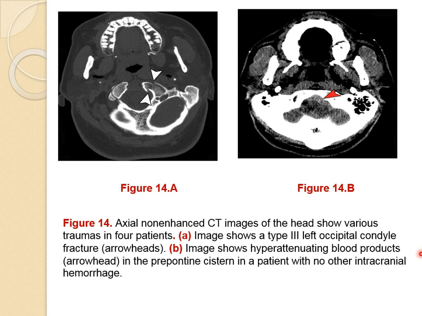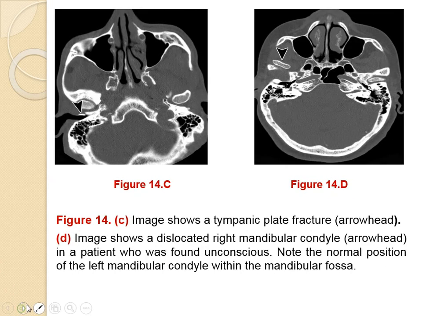In this image, we see destruction of the left occipital condyle. You will also see hyperattenuating blood products in the prepontine cistern.